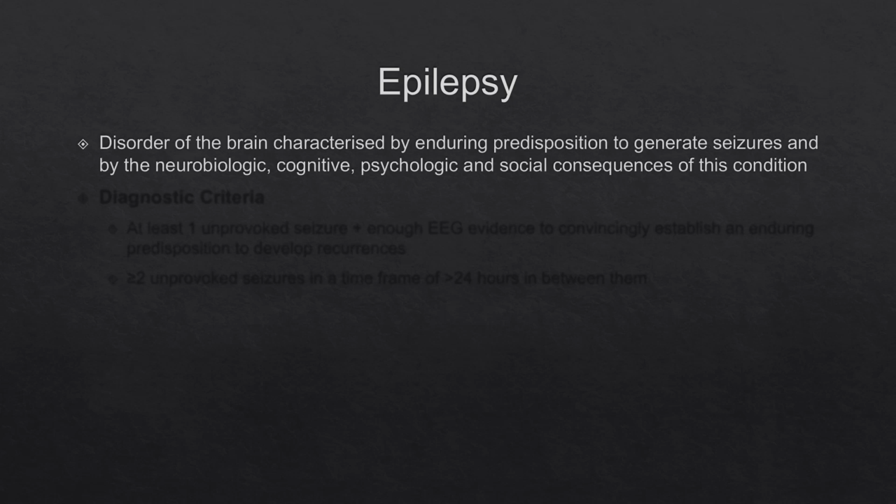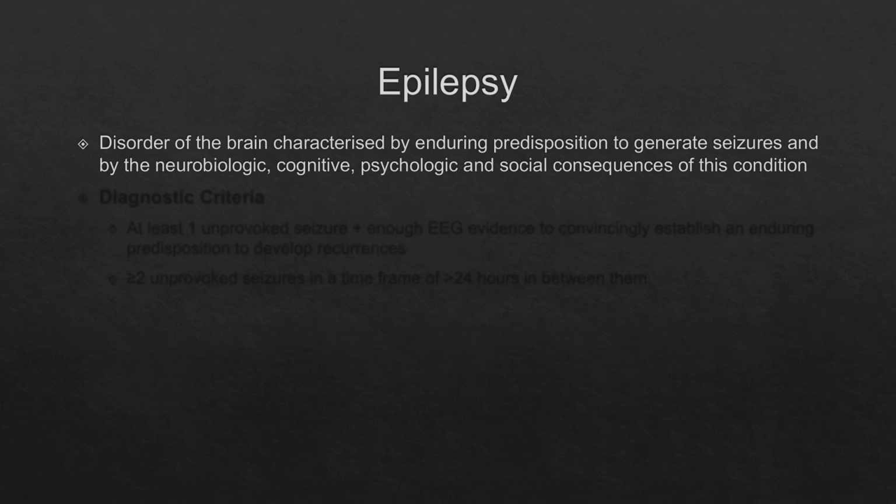So, what is epilepsy? Epilepsy is a disorder of the brain that is characterized by an enduring predisposition to generate seizures and by the neurobiologic, cognitive, psychological, and social consequences of this condition. This is very important because many doctors confuse the terms epilepsy and seizure disorder. They use the terms interchangeably. They think that epilepsy and seizure disorder are the same. It is not the same. We'll discuss what is seizure disorder later on, but for now we'll focus on what is epilepsy. So epilepsy basically refers to the disorder of the brain characterized by enduring predisposition to generate seizures.